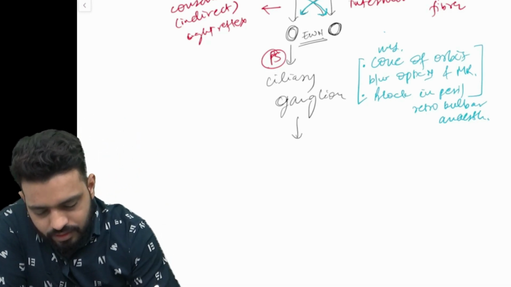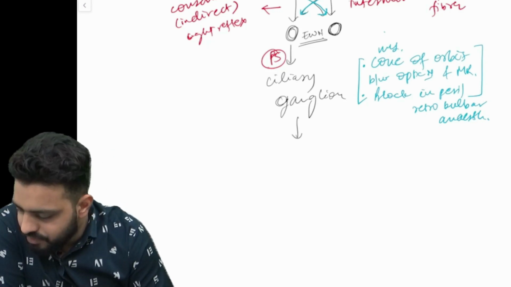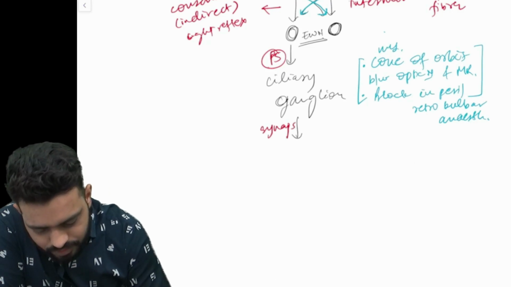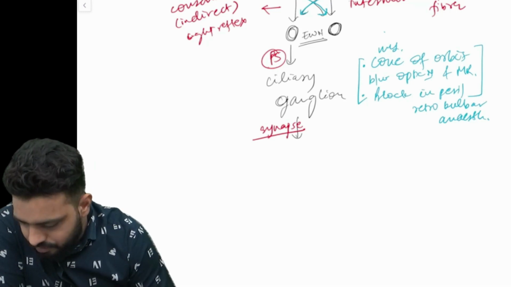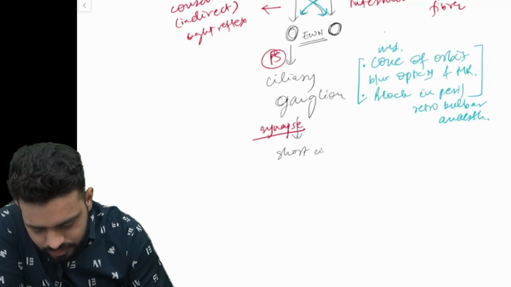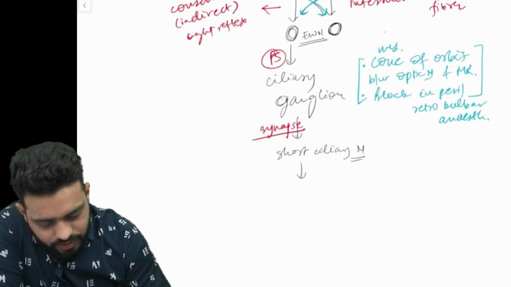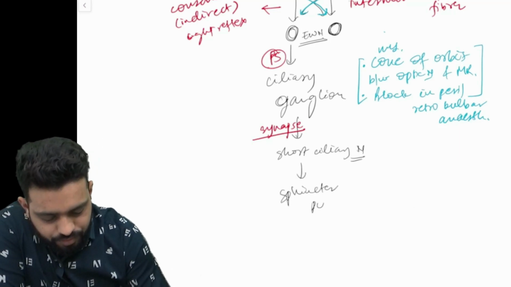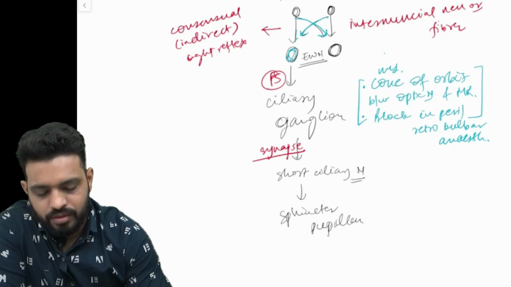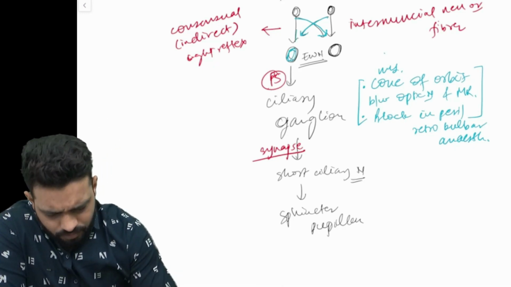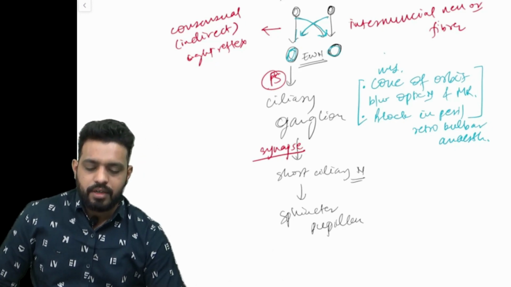So here, the fibers which originate from the Edinger-Westphal nucleus, the parasympathetic fibers, will synapse here, and through the nerve which is known as short ciliary nerve, remember, it is a short ciliary nerve, it will innervate sphincter pupillae. Now, this Edinger-Westphal nucleus got impulse from both the ends. Okay, and both the nuclei are stimulated simultaneously. So this is the reason why we get the consensual or indirect light reflex.